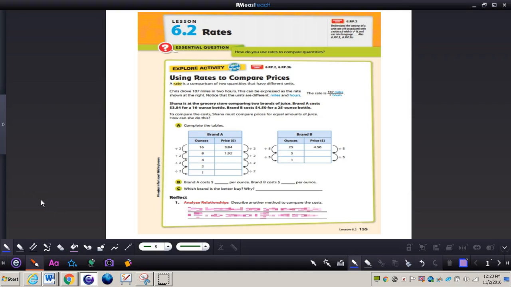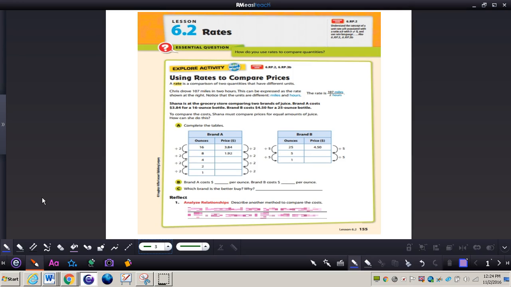In this video, we're going to be taking a look at rates, and you'll need to have your Go Math book out, your math journal, and a pencil. And I want you to turn your Go Math book to page 155. Now, the essential question we're going to be taking a look at today: how do you use rates to compare quantities? Now, let's take a look at the Explore activity on page 155.